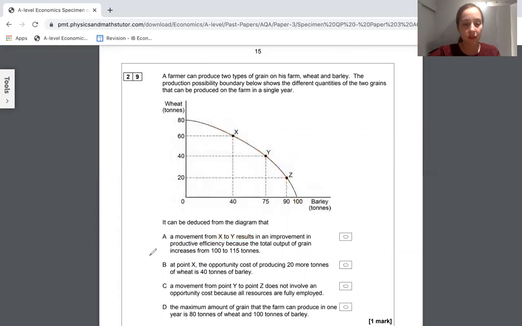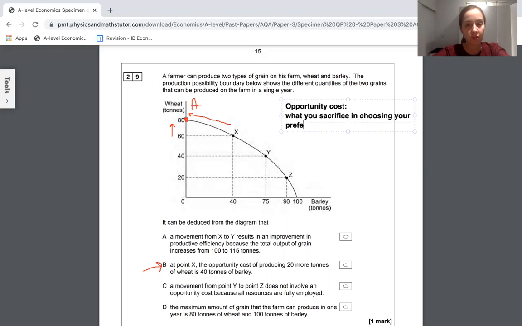Okay, so let's go with the next one. At point X, producing 20 more tons of wheat. So that would mean going from there to there. So that means moving from, I've already used all the letters in the alphabet, X to A. Okay, what's the opportunity cost? So for a refresh, opportunity cost is like a fancy definition for this, but basically it means what you sacrifice in choosing your preferred option.